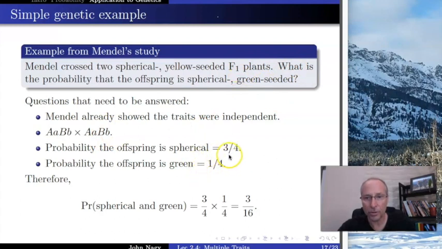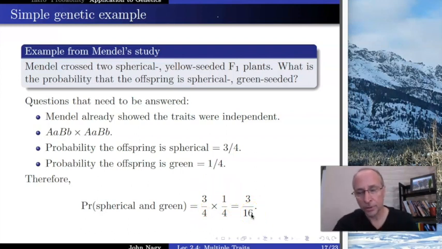So the probability that it's green is 1/4. What we're asking then is this. What's the probability that it is spherical and green? Remember, and is times. So therefore, the probability that spherical is 3/4 and green 1/4 is equal to 3/16.